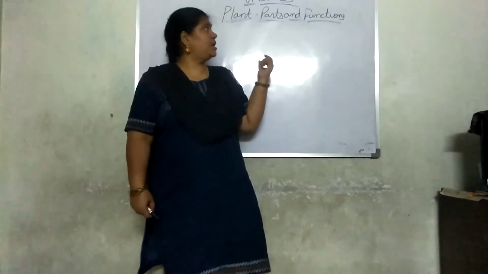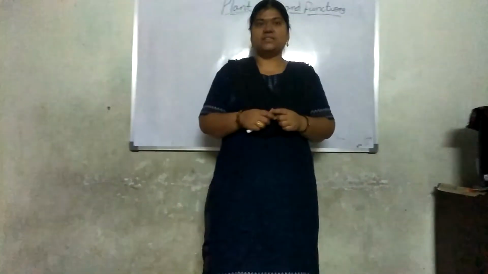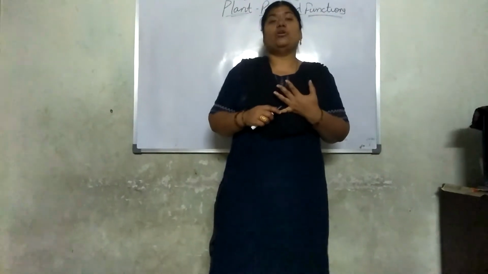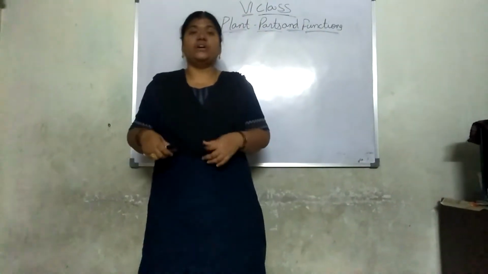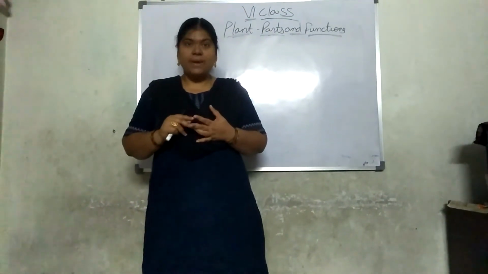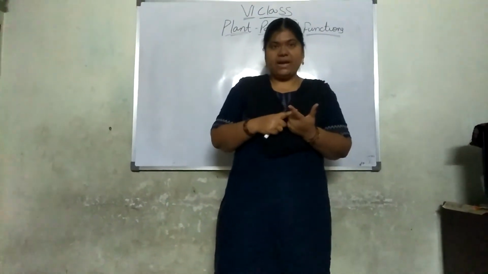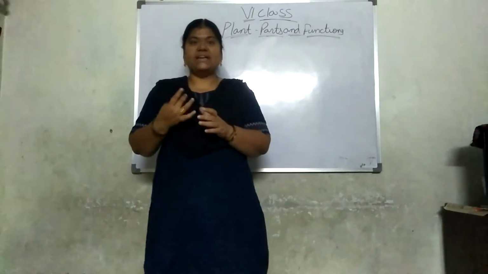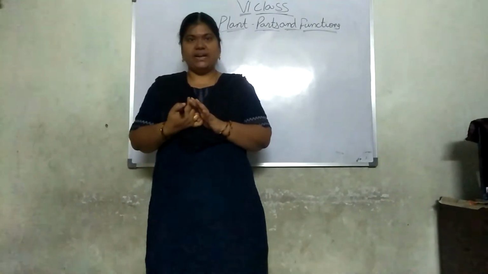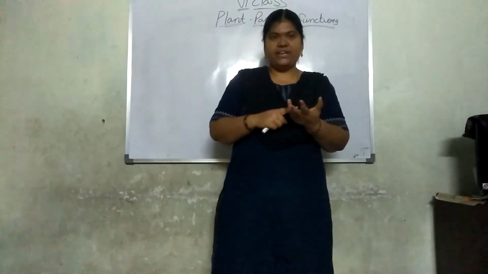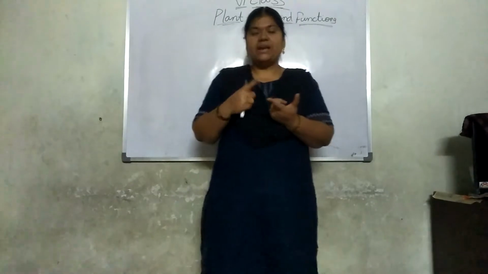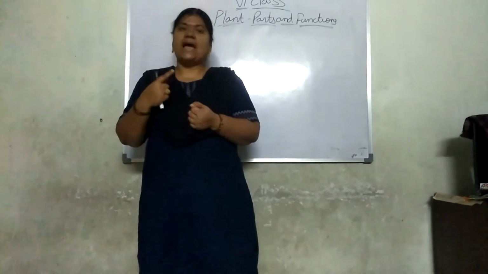We are discussing plant parts and functions, and yesterday I discussed what the different parts of the leaf are. What are the different parts of the leaf? Leaf base, petioles, lamina, midrib, veins and veinlets. Did you understand? Leaf base, petioles, lamina, veins and veinlets.